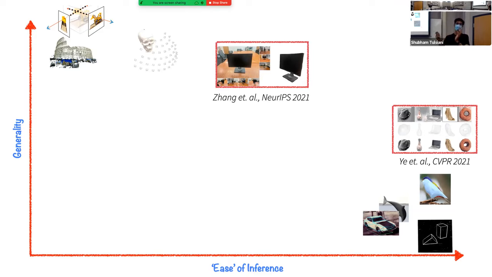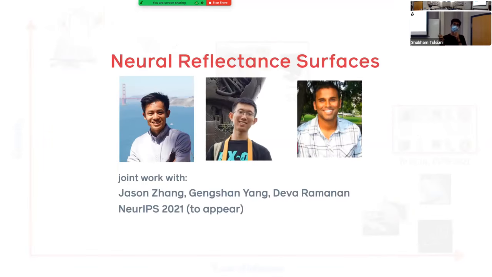And so with that in mind, we wanted to look at this task of sparse view 3D reconstruction, which takes a step from previous methods in multi-view reconstruction by requiring a far fewer set of views, and as I'll get into, also more approximate cameras. This part of the talk is based on joint work with Jason, Genxin and Deva, and this is something that will come out at NeurIPS this year.